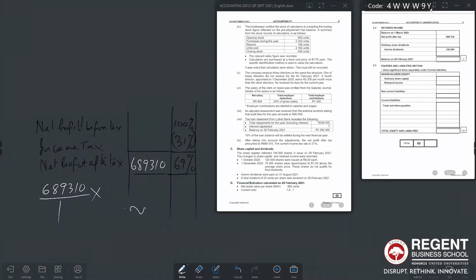what am I looking for? I'm looking for my 31%, which is my income tax. Whatever you're looking for, it will be on the top. So I'm looking for the 31% divided by what you already know. I already know 689,310 is the net profit after tax, and I already know the 69%. What I'm looking for divided by what I already know. Now, if you work this out, I need some of you to work on answers for me. That will give me my income tax figure. The income tax figure for the year, if you work it out, what do we get?